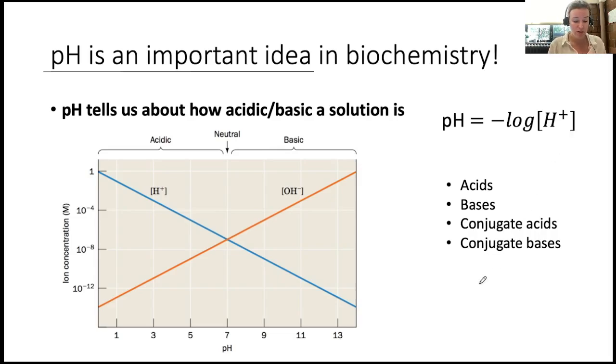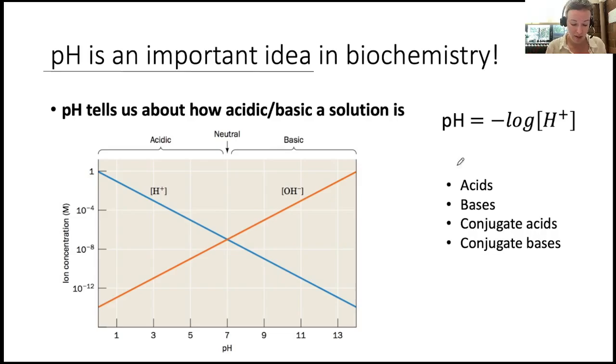Here on the screen, you can see this graph is showing you that when we have a greater concentration of protons, we're going to have a smaller pH or a more acidic pH. When we have a lower concentration of protons, and therefore a higher concentration of hydroxide in water, we're going to have a higher pH or a basic pH.